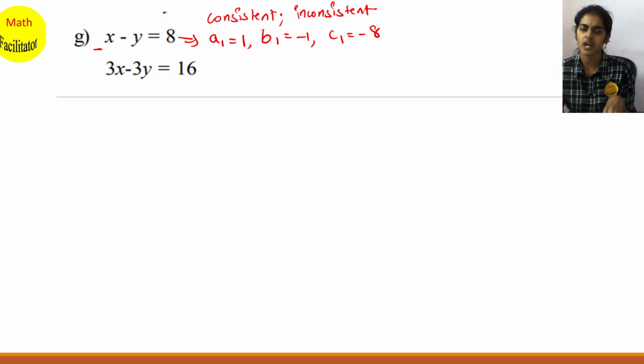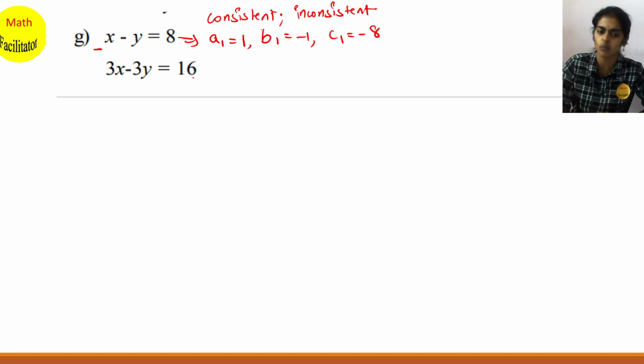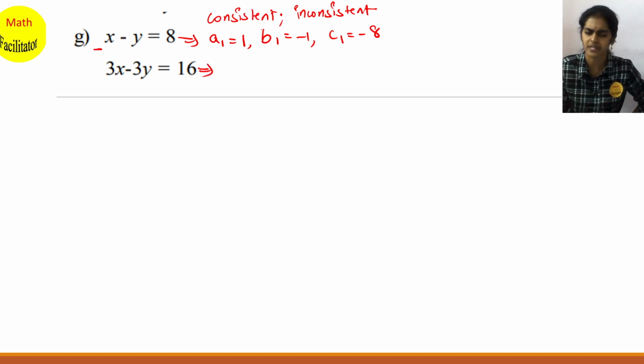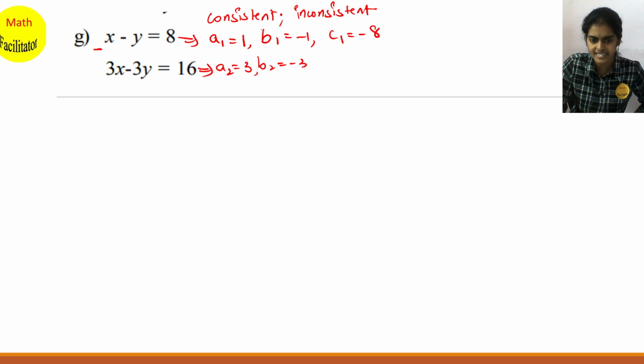If there is anyone who has not watched the basic concept video and the previous videos, wherein I explain very clearly and in detail how to solve these problems, please do watch those videos too. I'll just pin it up here in the I button. And here from this you can see A2 is 3, B2 is minus 3 and C2 is minus 16.